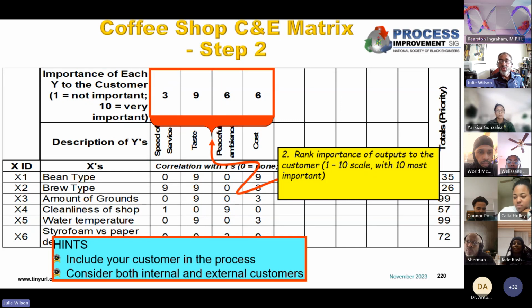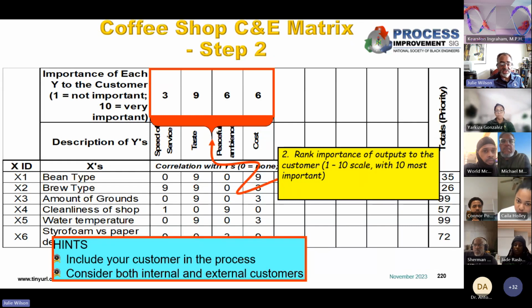The second step is to rank the importance of these outputs to the customer on a scale of 1 to 10, with 10 being the most important. Obviously, you probably want to ask the customer to get a sense of what's really important to them. Let's say we've done some work with focus groups, or we've gotten some results of surveys, and what we came up with was that most important was taste, which people gave a 9. The environment in the coffee shop and the cost of the cup of coffee were both rated fairly important, so they were each given a 6. The speed of service was given a 3.